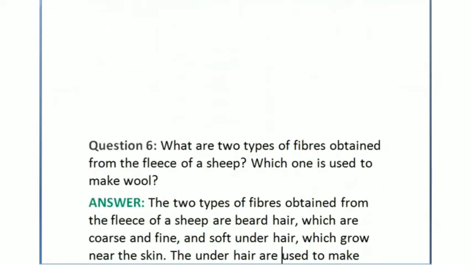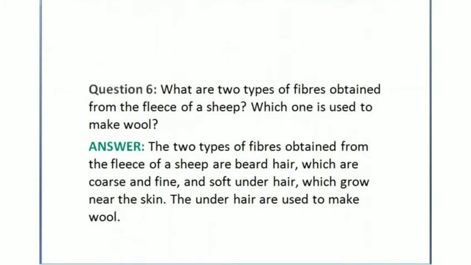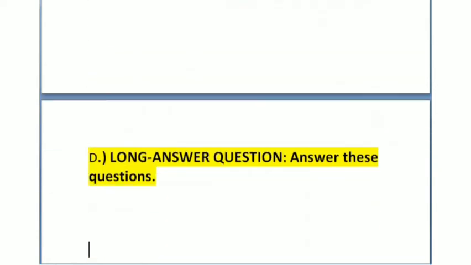Question 6 says, what are the 2 types of fibers obtained from the fleece of a sheep? Which one is used to make wool? So the 2 types of fibers obtained from the fleece of a sheep are beard hair, which is coarse, and fine, soft underhair which grows near the skin. The underhair is used to make wool. So these are the 2 types of fibers that are obtained from the fleece of a sheep, right? Now students, that completes our short answer questions.